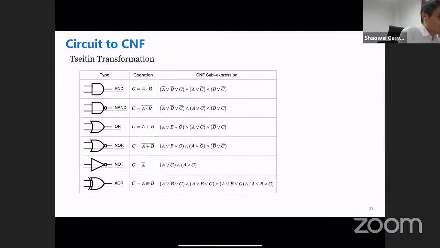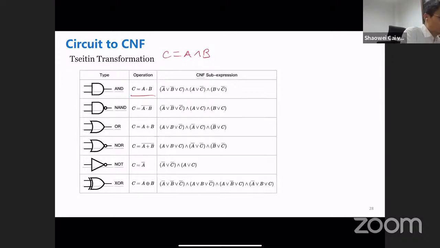Yeah, and for the circuit, we need to encode each type of logic gate to CNF form. So this is the Tseitin transformation. I guess it's very famous, and many of the speakers before have talked about it. Let's take one or two examples here. For example, C equals A and B.